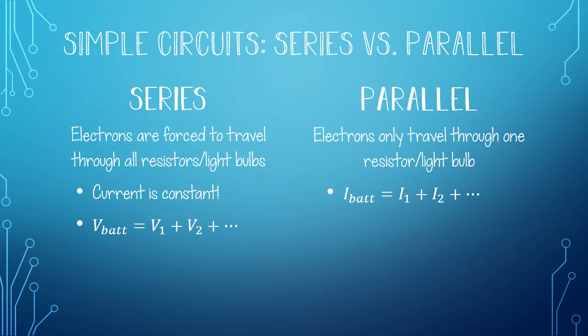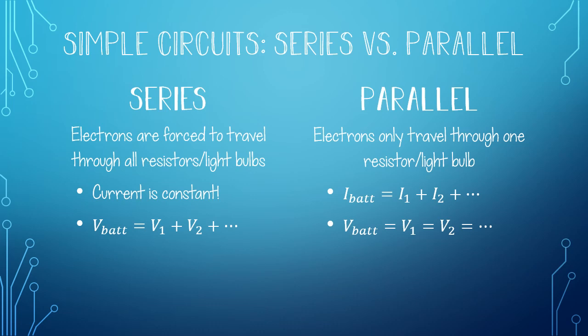Now, if we think about a parallel circuit, an electron would only travel through one light bulb before going back to the battery. Therefore, the voltage of the battery is equal to the voltage through each element in the circuit. So if I have 2 light bulbs in my circuit, the voltage of the battery is equal to the voltage of light bulb 1, and it's also equal to the voltage of light bulb 2.